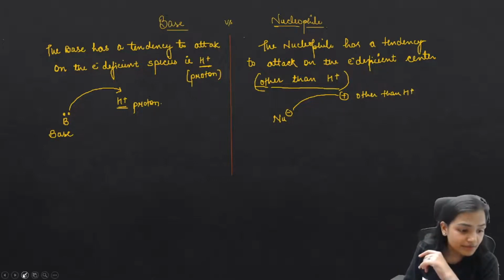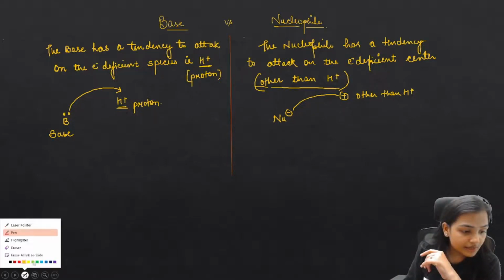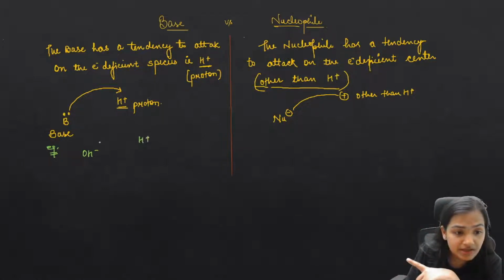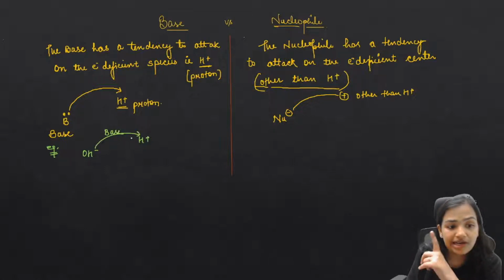Let me take an example to make you understand. Here the example is, if I am having any kind of base, let's say OH negative is acting as a base. When it is attacking over the H positive, then I will say that you, OH negative, are acting as a base.